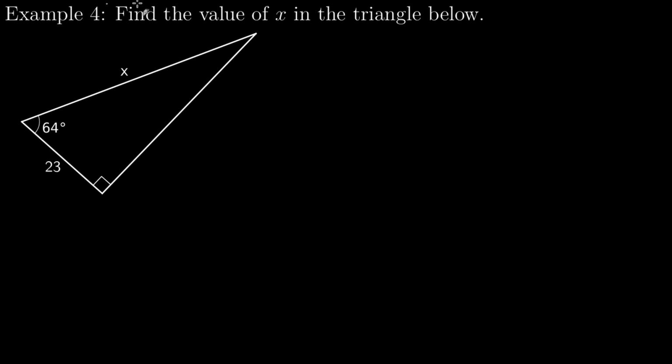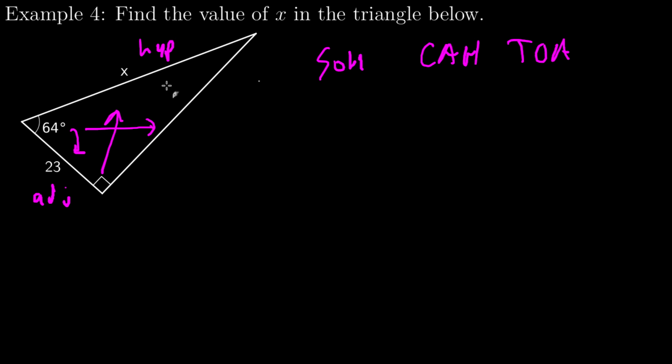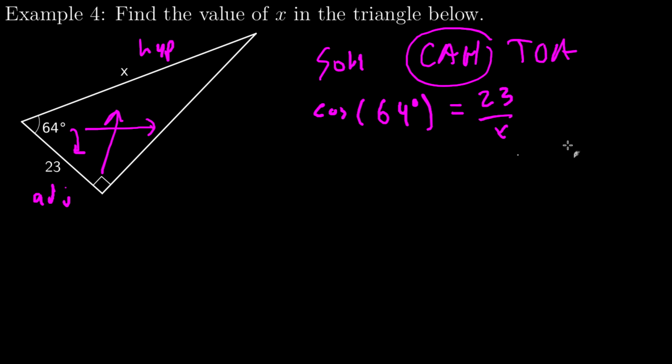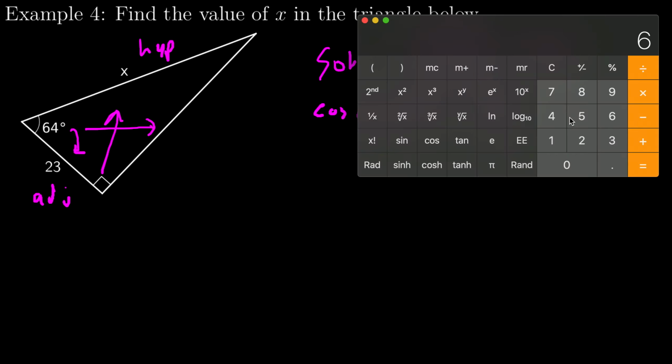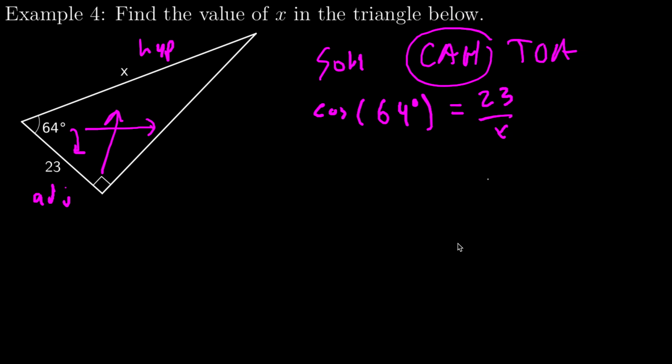Next up, find the value of x in the triangle below. So in here I notice that I have the hypotenuse. I don't have the opposite leg, but I do have the adjacent leg. I look at SOHCAHTOA, looking for an A and an H. That is cosine. Set up the trig ratio. The cosine of 64 degrees equals adjacent over hypotenuse, so 23 over x. Go to my calculator, find the cosine of 64 degrees, get 0.43837.